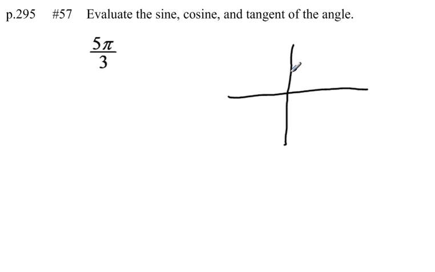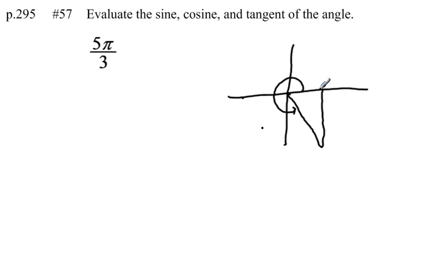So, starting here, I know I'm going to go 5 pi over 3 radians around this circle. Well, 1 pi over 3 is a third of the way to this straight line. So 1 pi over 3, 2 pi over 3, 3 pi over 3 will get me to the straight line, because 3 pi over 3 is equal to pi. 4 pi over 3, 5 pi over 3 will be right about here. So this angle right here is 5 pi over 3 radians.